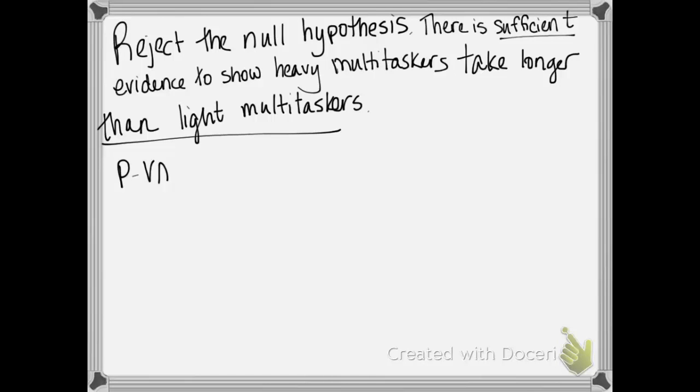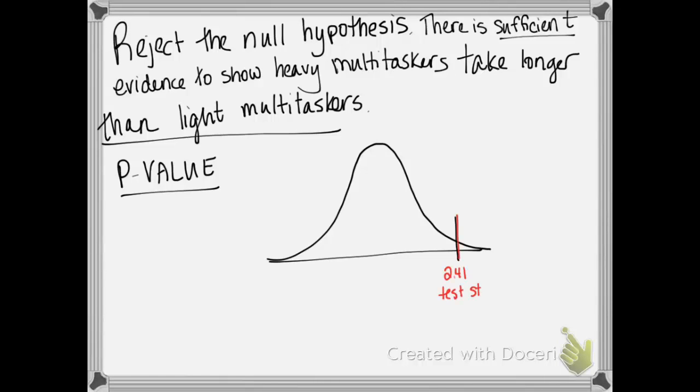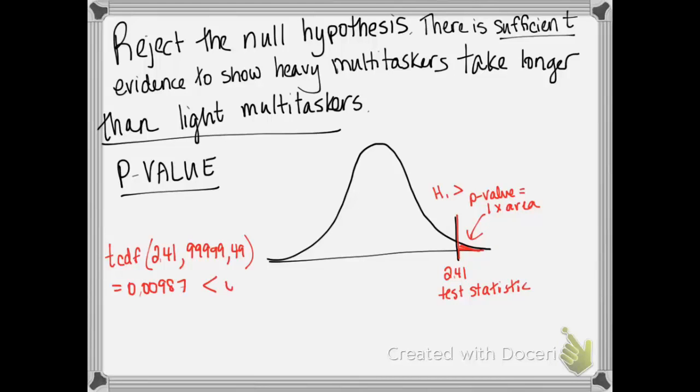We've rejected the null and showed that one group takes longer, but let's look at it in the p-value method. We want to find the area. Let's see, it's a right-tailed test, so it's the area to the right of 2.41. I could just use a t calculator for this and get the area as approximately 0.00987. This is less than alpha, so I reject the null.